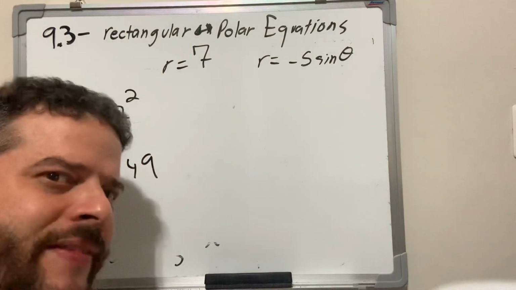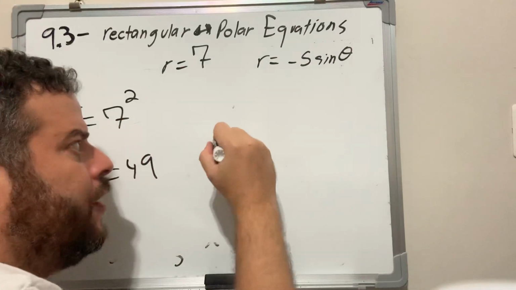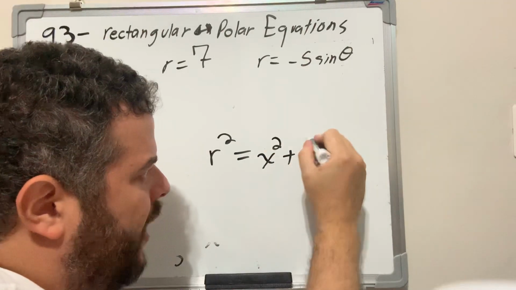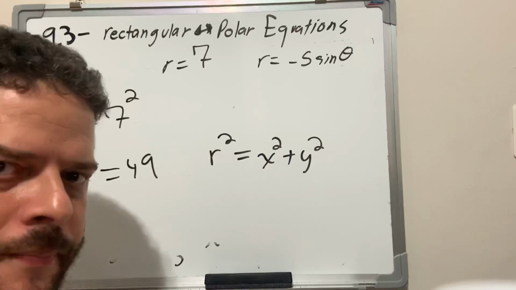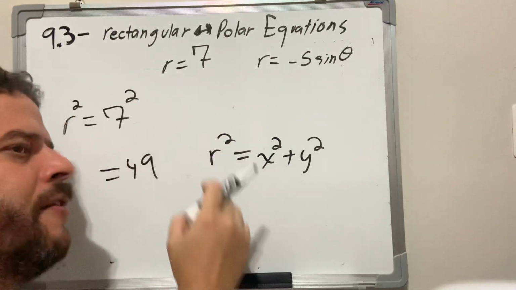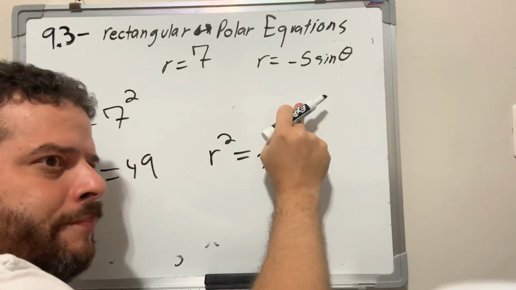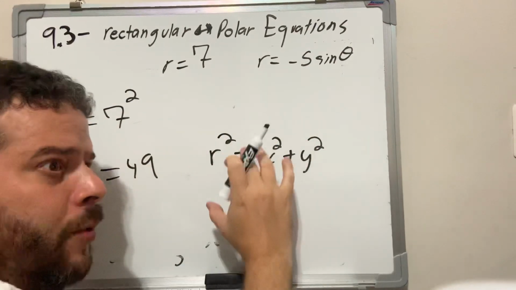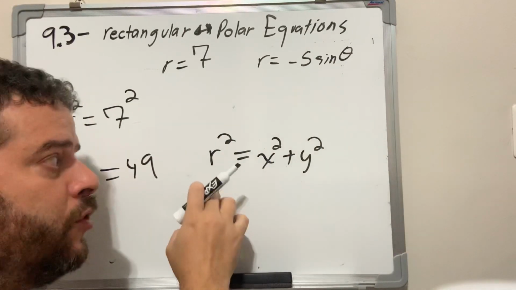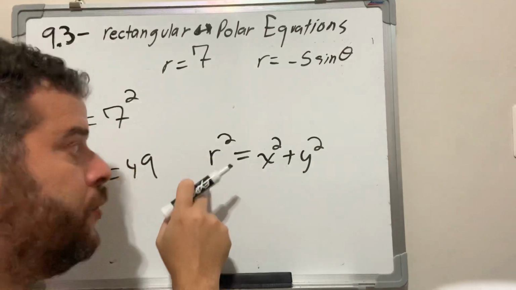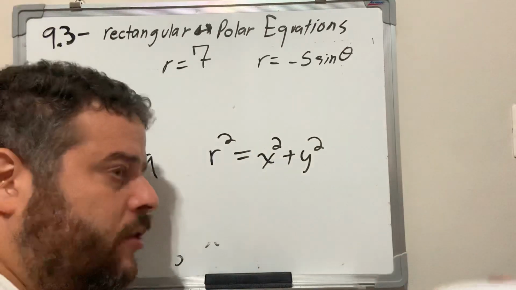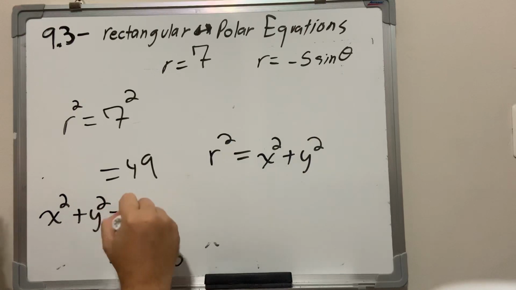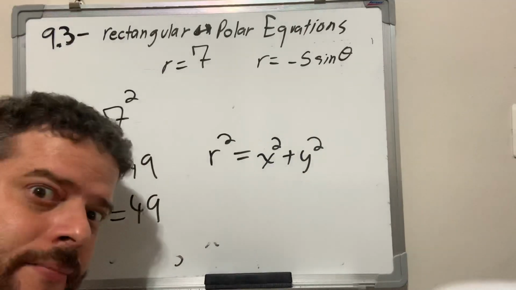I always say this, remember from the previous classes, r squared is the exact same thing as x squared plus y squared. Remember, it's like the Pythagorean theorem. R squared, the distance from the pole to the polar coordinate, is the exact same thing as the hypotenuse of a right triangle inscribed within that circle. So distance is the same thing as hypotenuse. So a squared equals b squared plus c squared. So again, r squared turns into this. And you're done. That's simple.